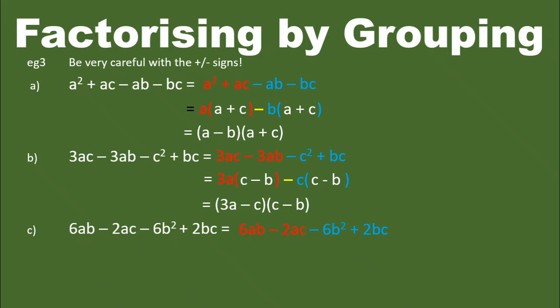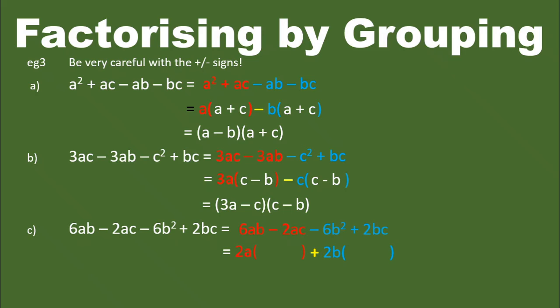for the last two terms, because I noticed that the first two terms have got a common factor of not just a, but 2a. And the last two terms have got a common factor of not just 2, but 2b. But should I make it positive 2b or negative 2b? I'm going to try positive 2b this time. Let's give it a go. If it's wrong, we can fix it.